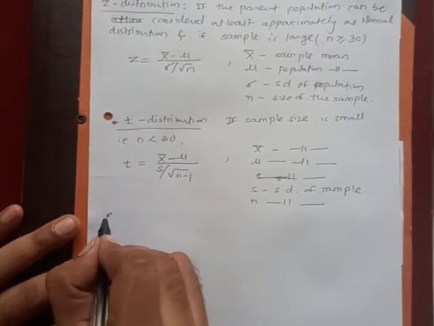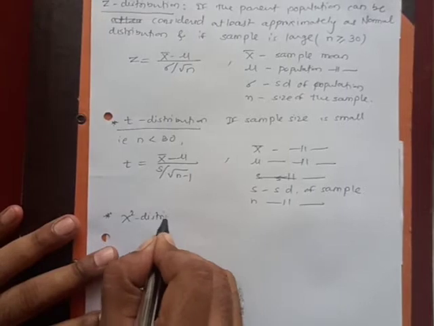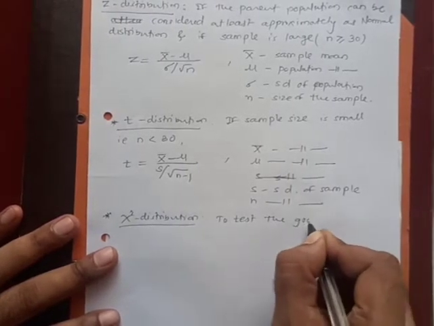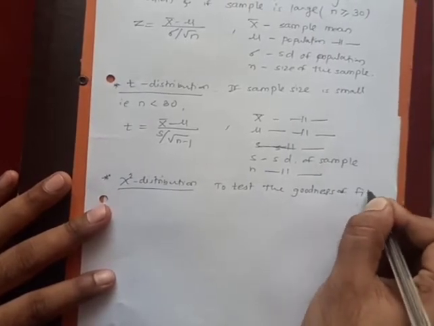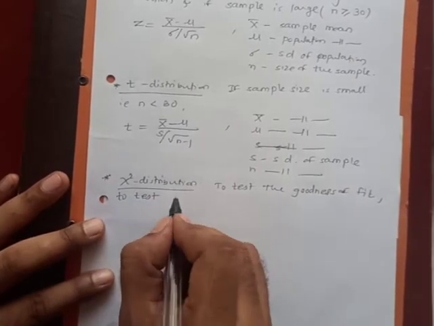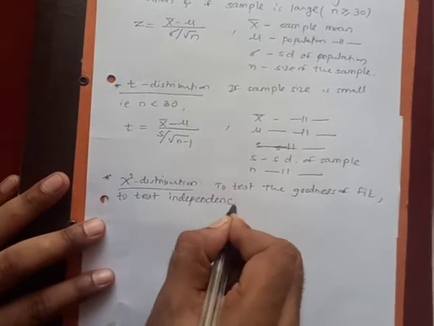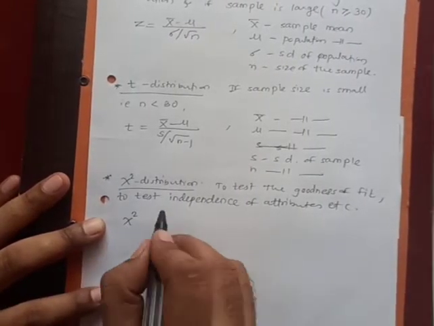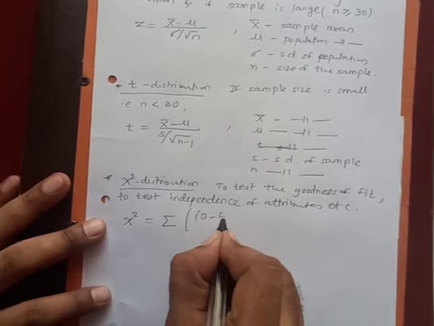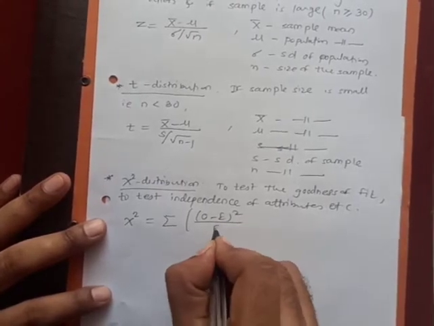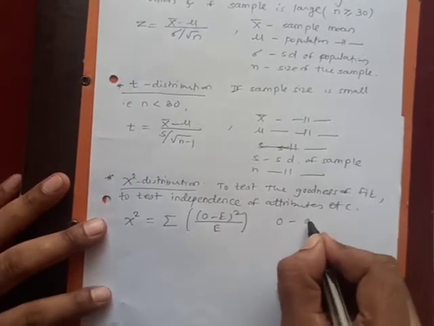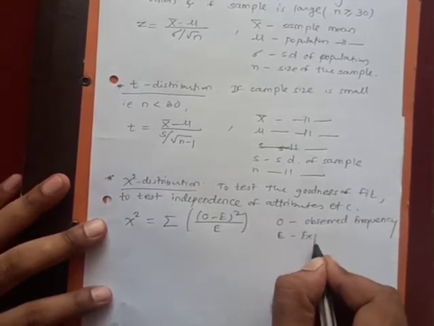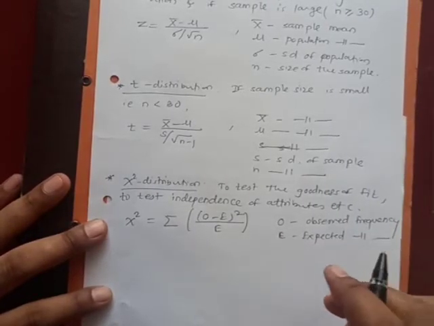Next distribution which we may use is chi-square distribution. Now chi-square distribution is used to test the goodness of fit, or to test independence of attributes etc. We use test chi-square statistic as chi-square is given by summation of O minus E whole squared, O means observed frequency, E means expected frequency, divided by E. This is the formula, where O is observed frequency, E is expected frequency of an event or cell.